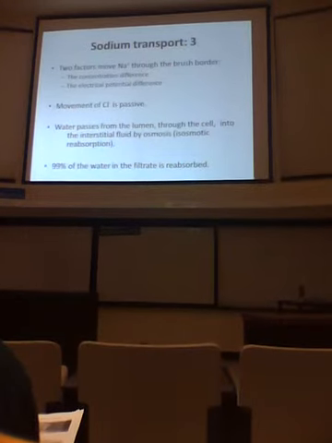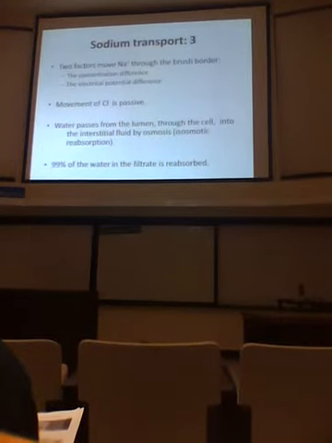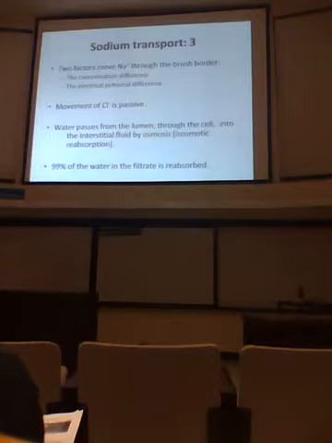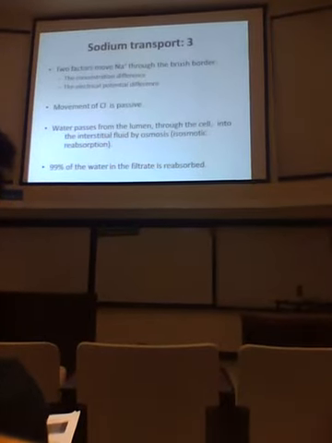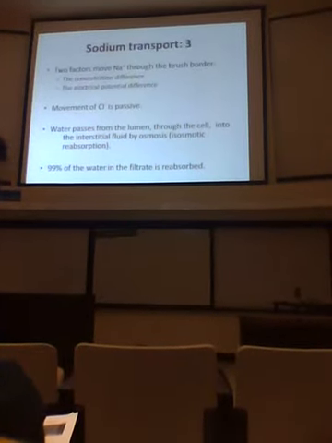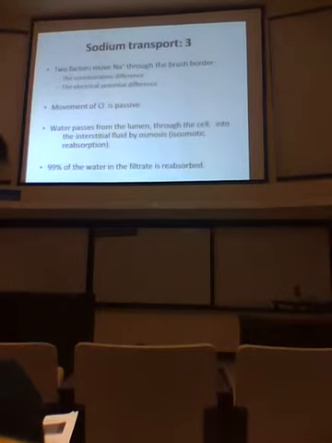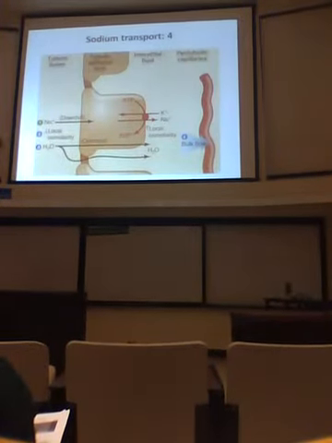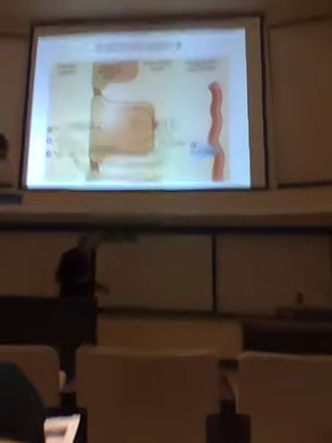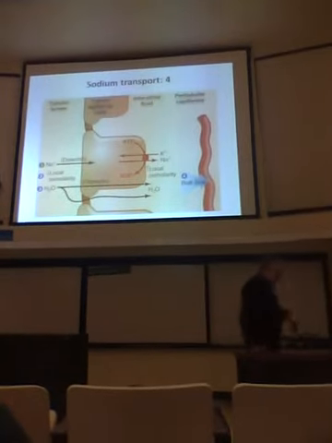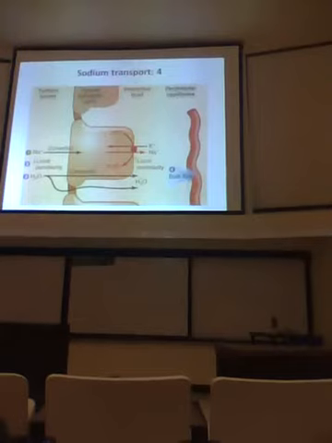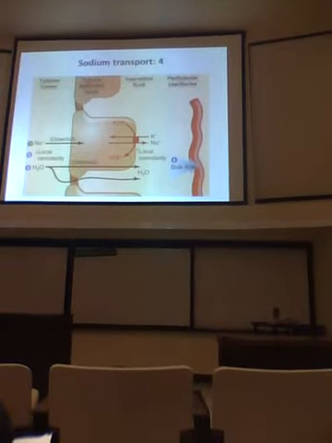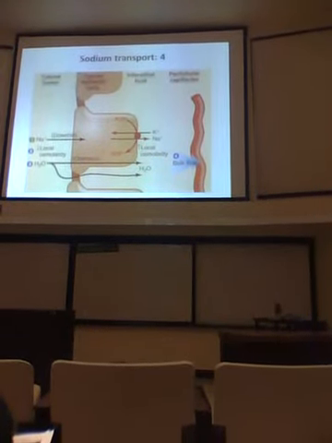And as we said before, 99% of the water that you filter, you reabsorb. Remember, filter about 125, pee out about 1. So 99% of the water in the filtrate is reabsorbed, and it's reabsorbed largely in the proximal tubule cell again. So here is the same picture as last time, with water added to it.